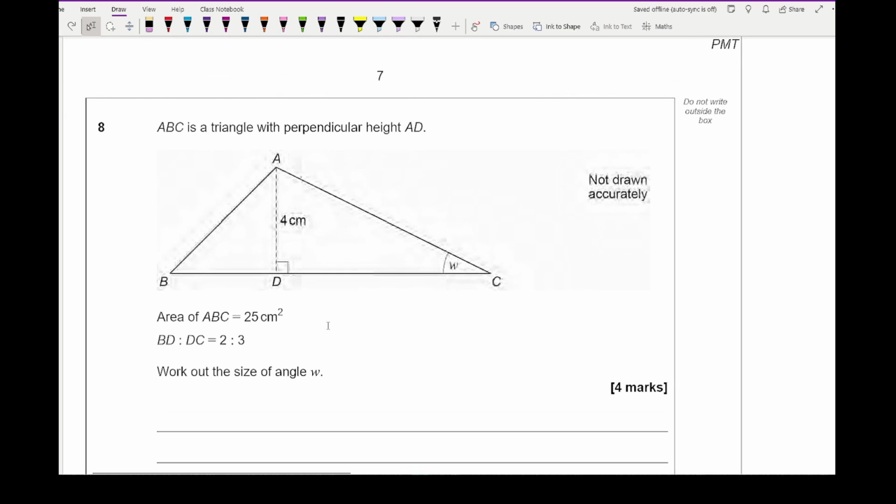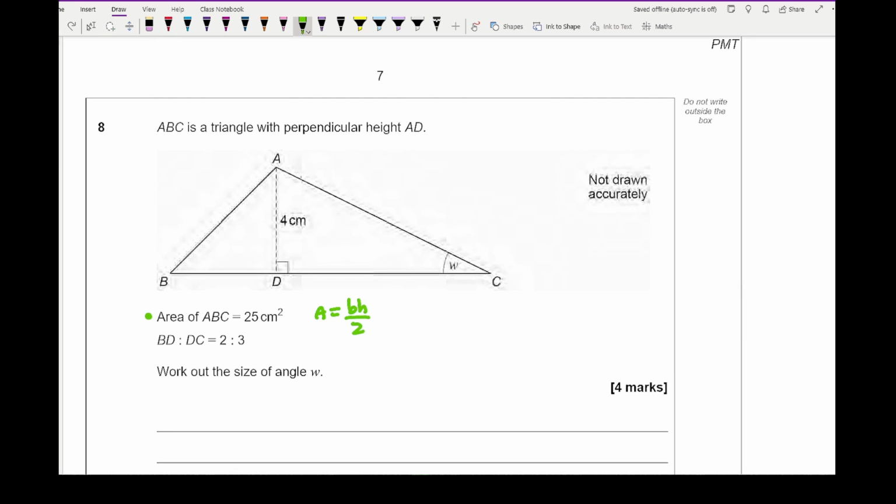Now moving on to question 8, it says ABC is a triangle with a perpendicular height of AD. The area of ABC is 25 square centimetres and the ratio of BD to DC is 2 to 3. Work out the size of angle W. So for this, as we've got the perpendicular height and we don't know what the base is, we can use this information. I'm going to use area equals base times height divided by 2 to try and work out what BC is.